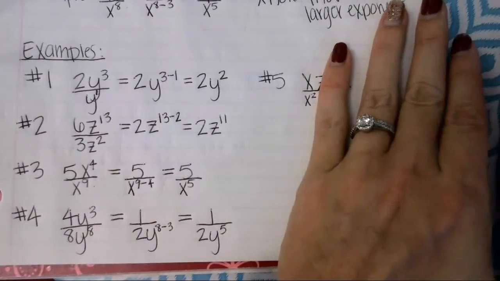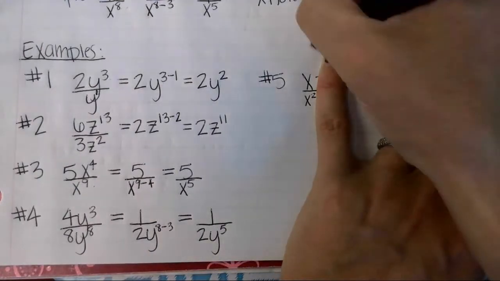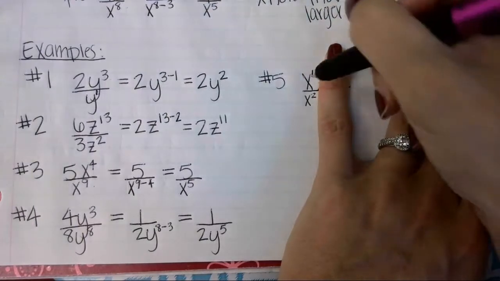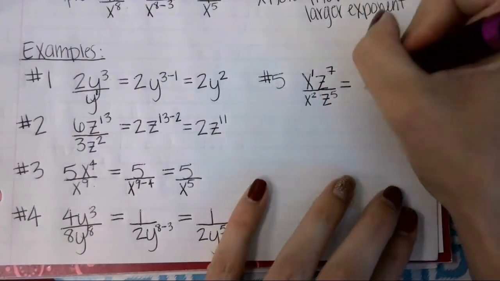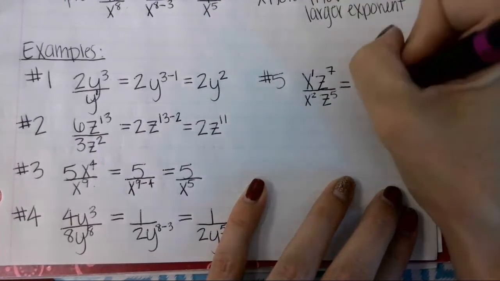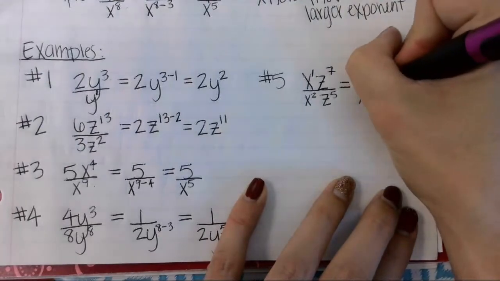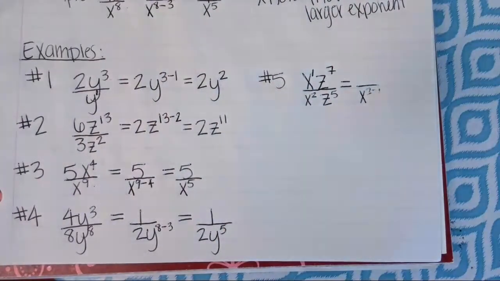So if I look at my x's only, I have x over x squared. Well, I like to put this 1 on here because it helps me. And I can see that 2 is larger than 1. So I know I want to move my x's to the bottom of my fraction. So I have x to the 2 minus 1.